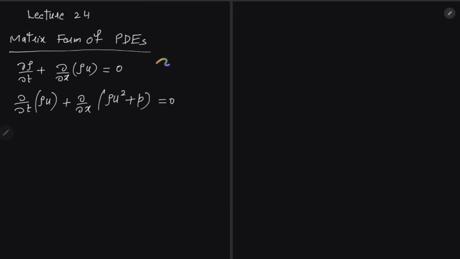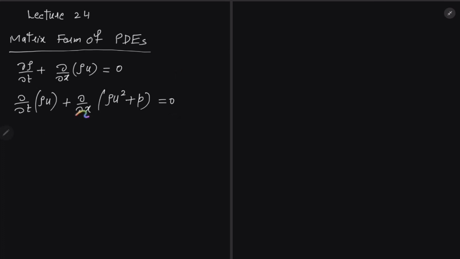In the previous video, we saw the continuity equation, and then we talked about the momentum equation. And this is the momentum equation without the viscosity. Now we want to write these two equations in matrix form. But before doing that, we need to understand the number of unknowns.